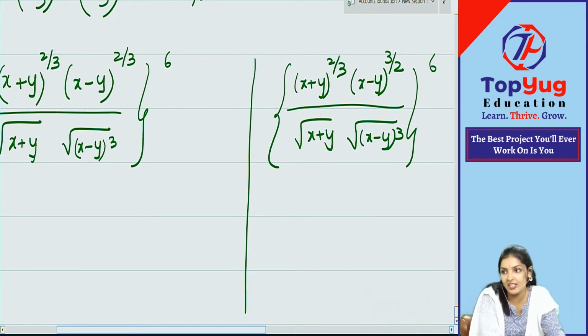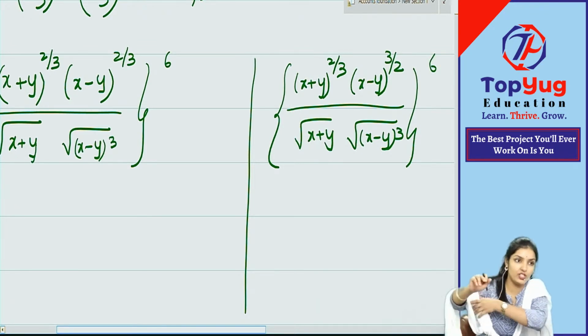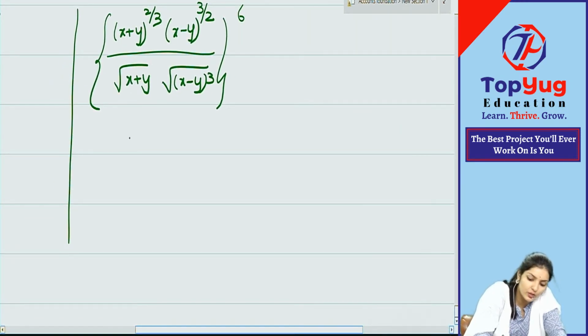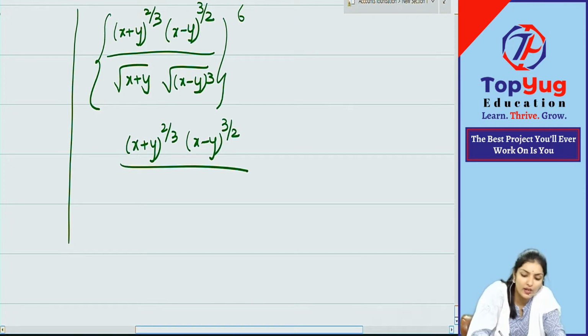Chalo, let us do the second one. Second one is very easy. It is done by just cancelling. So, tell me one thing. The numerator will remain the same. Yes or no? Now, in the denominator, can I write x plus y as 1 by 2?